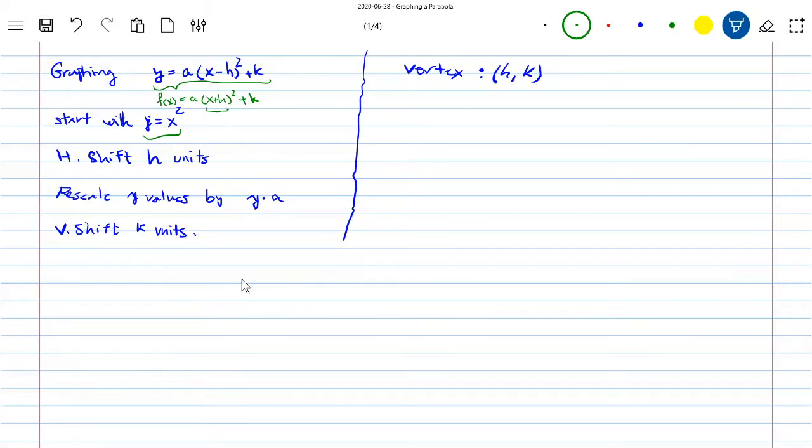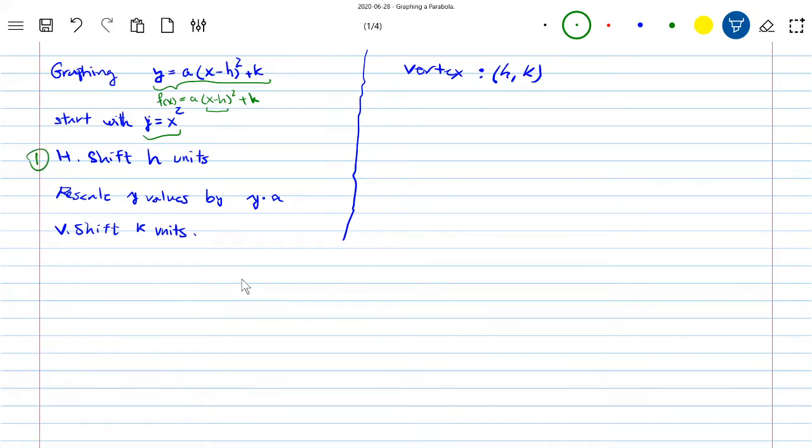Now, since we picked x minus h squared, if h is positive, you go to the right. If h is negative, you go to the left, because there is already a negative sign in between. There is already this negative there, so you have x minus h. So there is a horizontal shift, first step, from x squared.